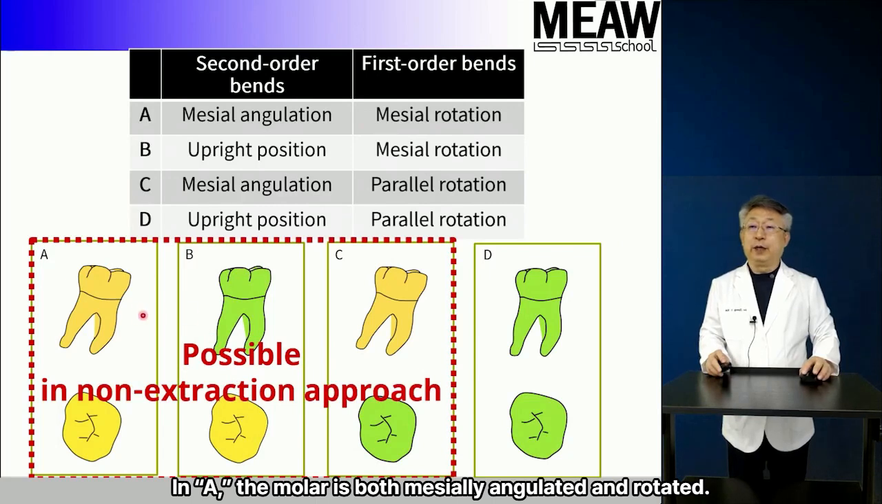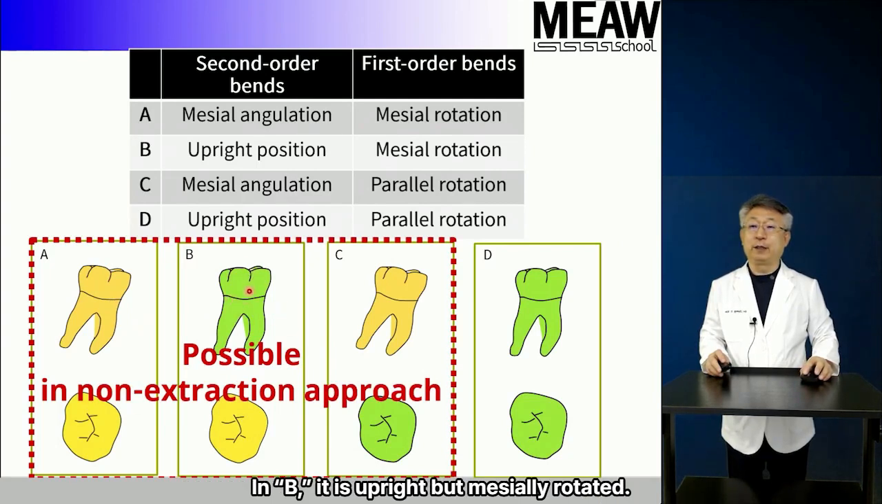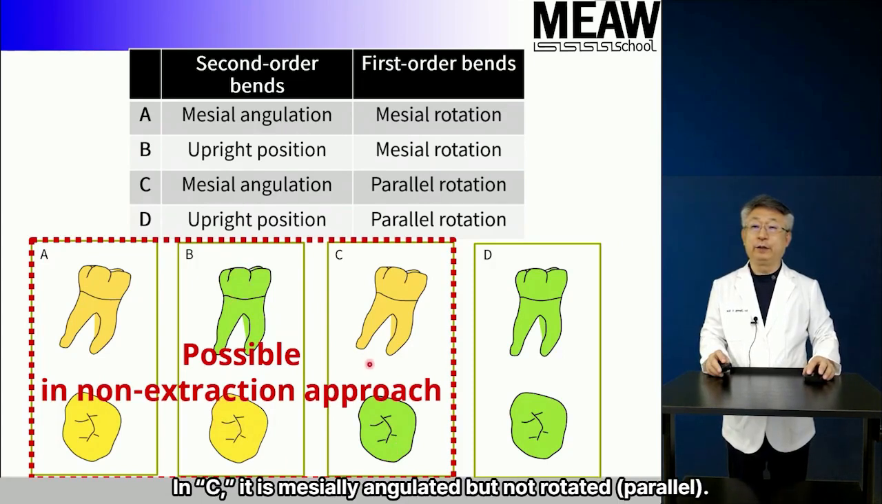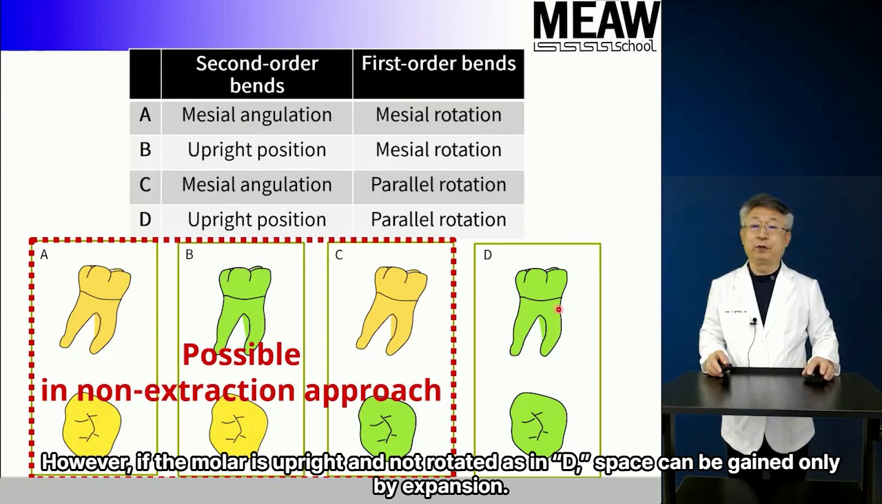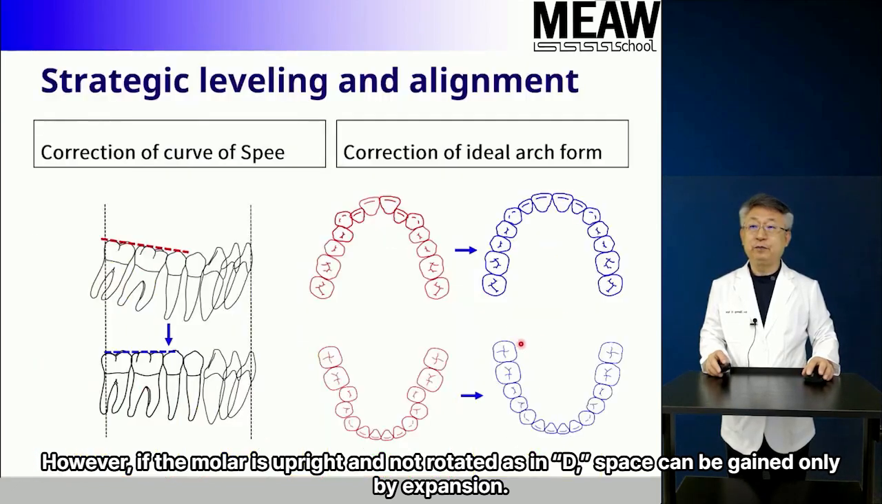In A, the molar is both mesially angulated and rotated. In B, it is upright but mesially rotated. In C, it is mesially angulated but not rotated parallel. For these three cases, space can be gained in non-extraction treatment through strategic leveling of MEAW orthodontics. However, if the molar is upright and not rotated as in D, space can be gained only by expansion.